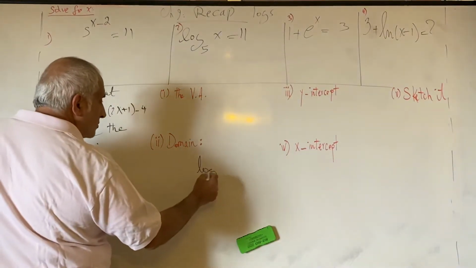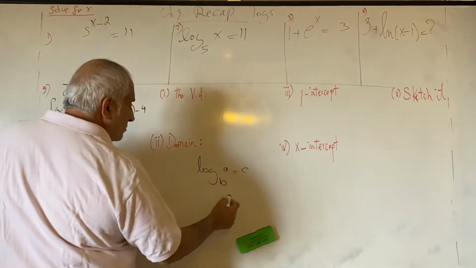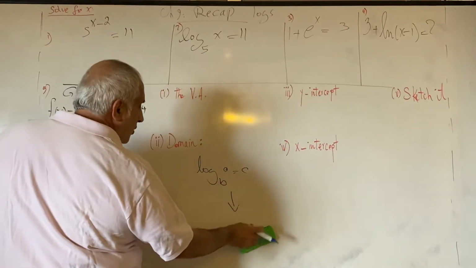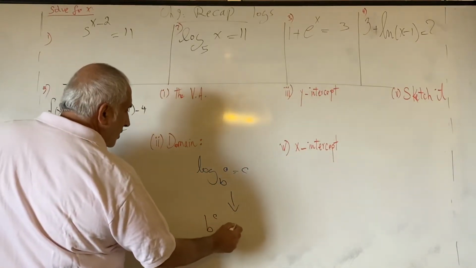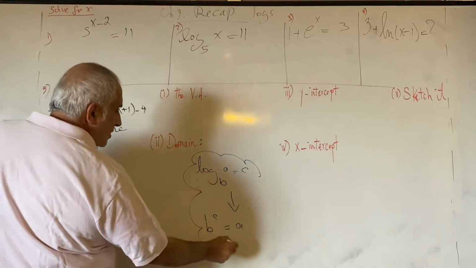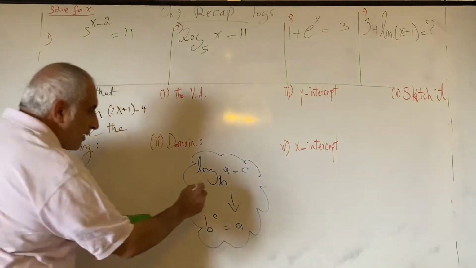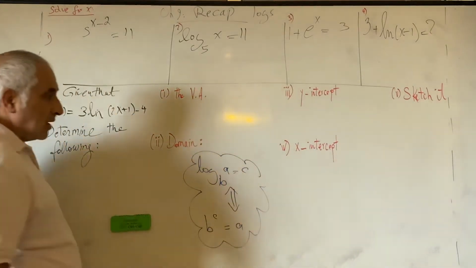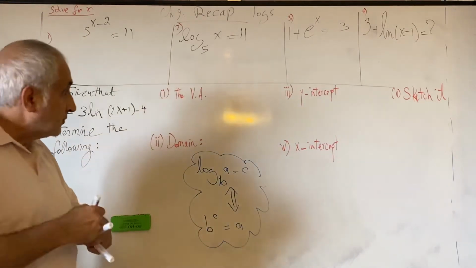Whenever you have log a to base b equals c, you can go to an exponential form which says b to the power of c equals a. This is being written in logarithmic form, and this is being written in exponential form. Your ability is to go back and forth. If you can't go back and forth, you have a weakness. Let's do some questions as a revision from last time.